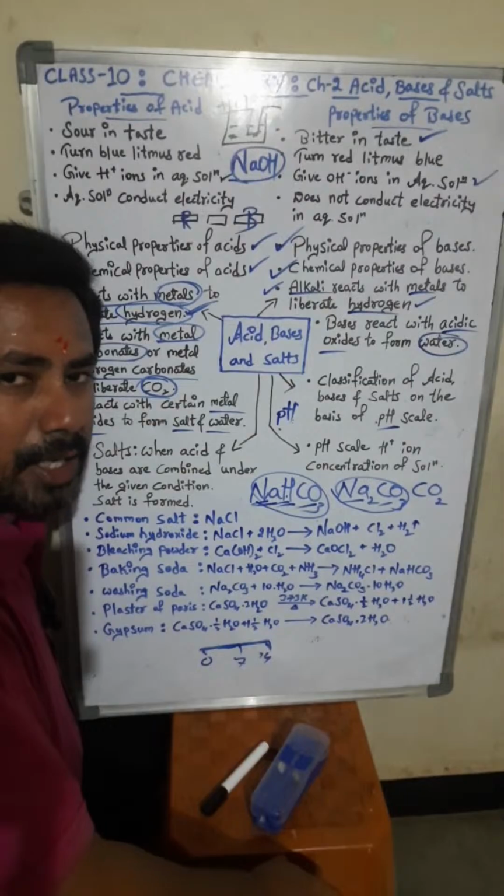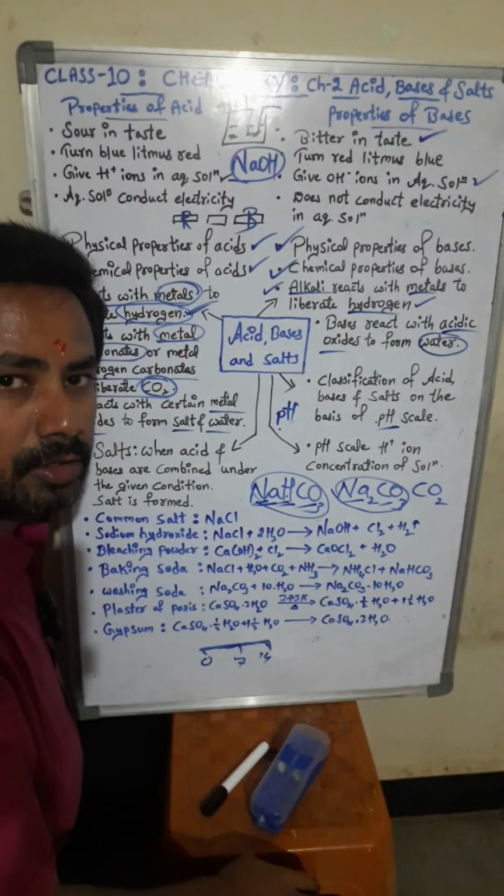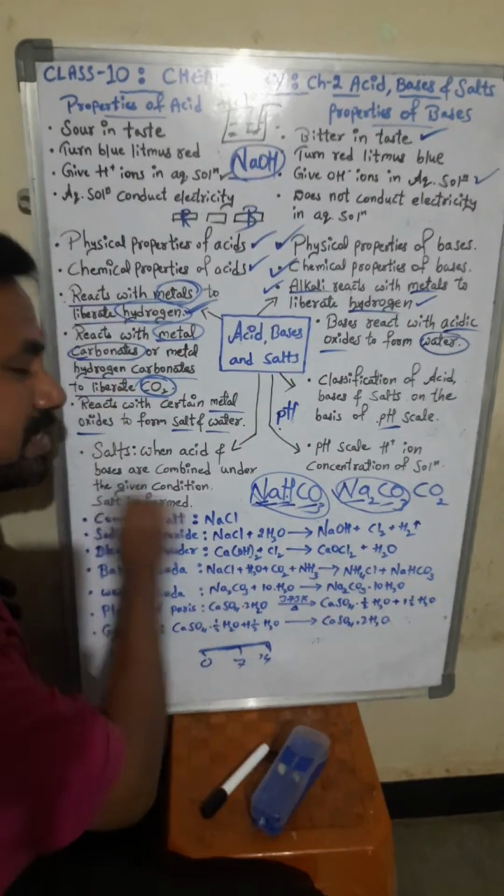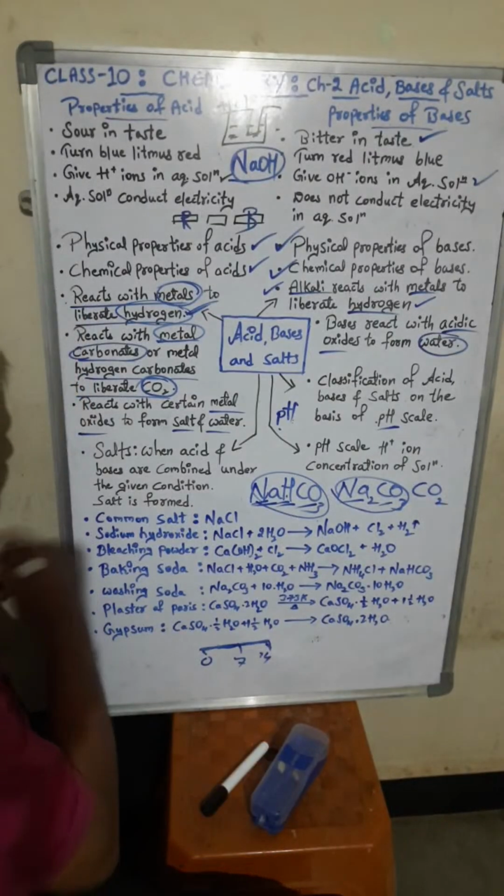NaCl is there, no? Sodium chloride we are using in our food. That NaCl is an example of salt. So many are there, students.